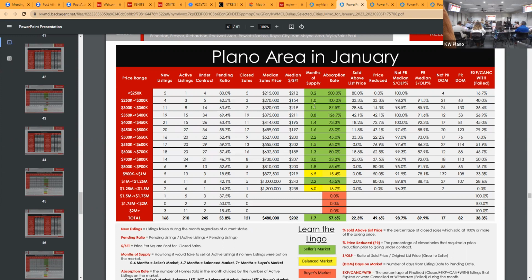So a balanced market is 6 months of supply. Anything under that is a seller's market. Anything over that is a buyer's market.